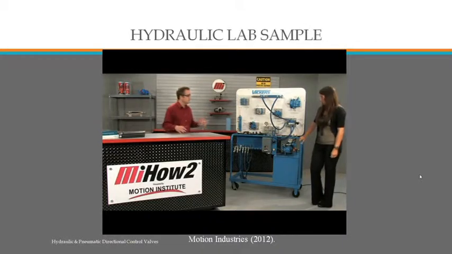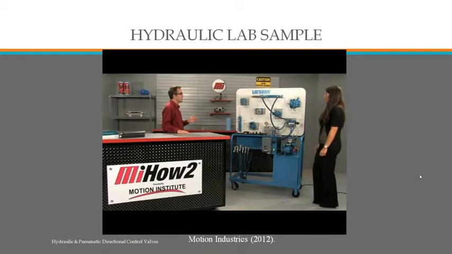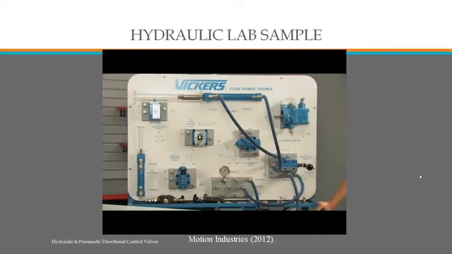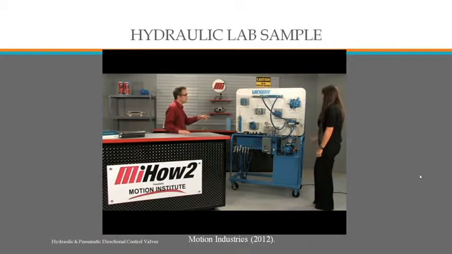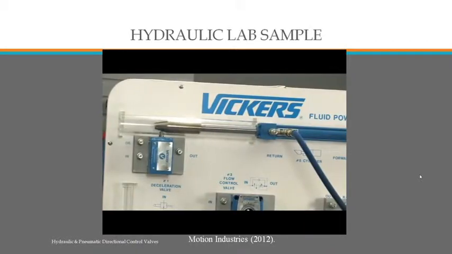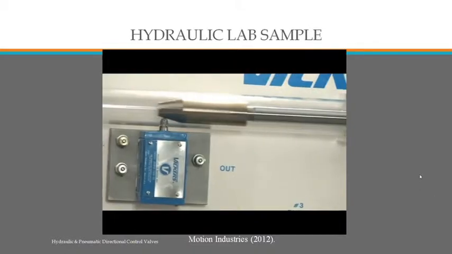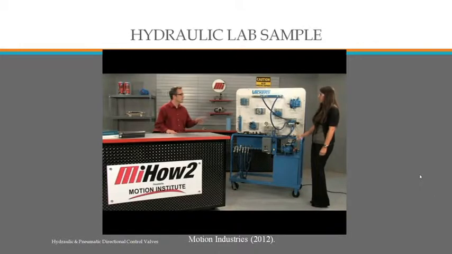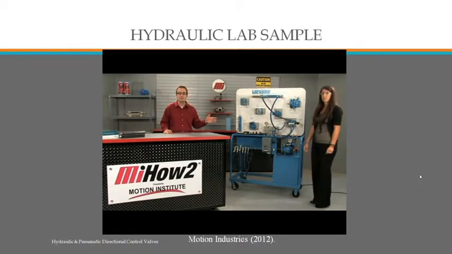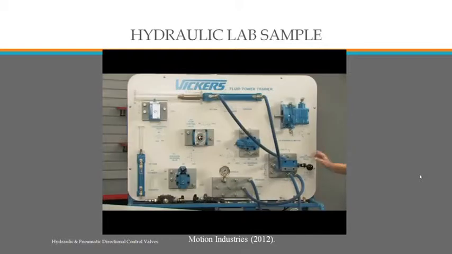Now to run the system, first she pushes the button to start the power unit that supplies fluid to the entire system. Next, she shifts the directional control valve in this direction to extend the cylinder, and then shifts the valve in the other direction to retract the cylinder. Notice that the cylinder can be stopped at mid-stroke by centering the directional control.